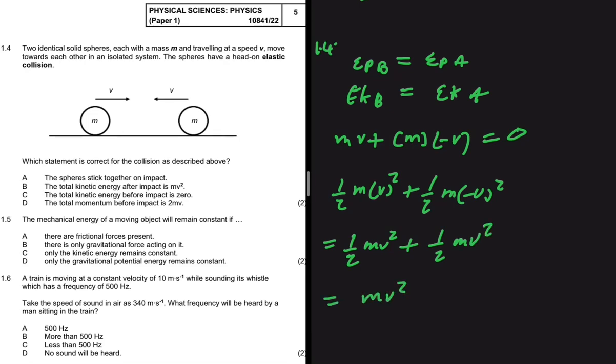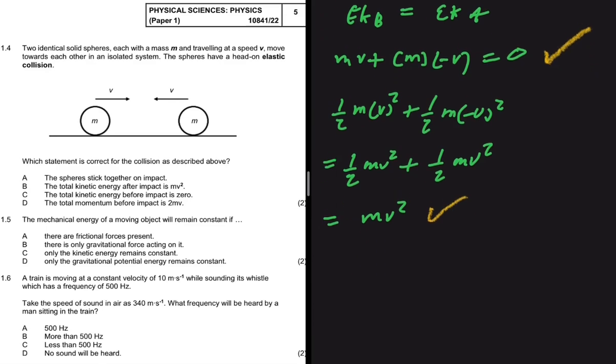This is the kinetic energy before and the kinetic energy after. This is the momentum before and the momentum after. Let's look at our options. Option A is saying the spheres stick together on impact. We're not really sure. And then B says, let me not say A here because it seems like I'm saying A is the answer. And B says the total kinetic energy after impact is mV squared.